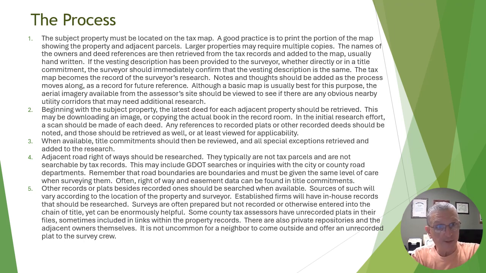Take advantage of this. Number 4, all the adjacent road right-of-ways should be researched, other centerline and right-of-way data, power company maps, etc. And again, a lot of these can be found in the title commitments. And lastly, other records or plats besides the recorded ones should be searched for when available. And the sources will vary, as we've said, but they may often explain a lot of things. I'll give you one quick example and then we'll close this lecture.